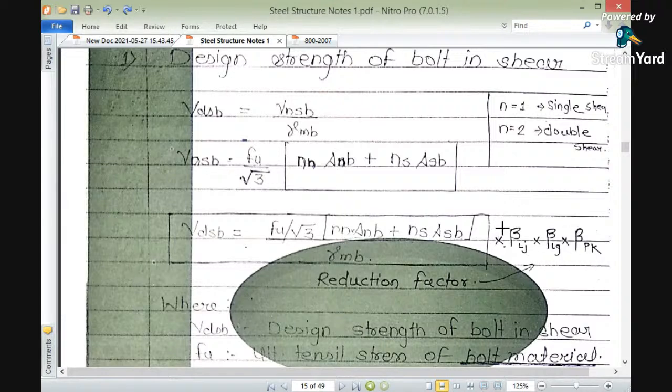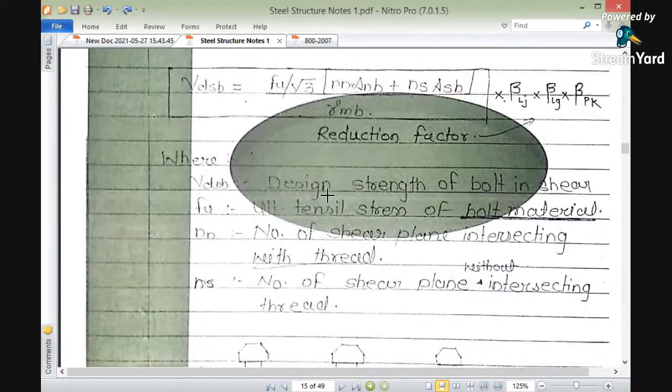These are used for packing plates, or when the joint length is more, or when the packing plate thickness is more, or for the gauge distance. So in these three different criteria we use the reduction factors. Next, design strength of bolt in shear. f_u is the ultimate tensile stress of the bolt material.